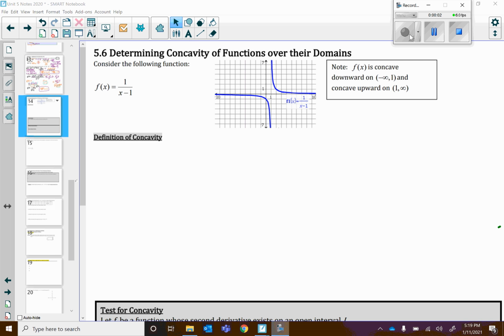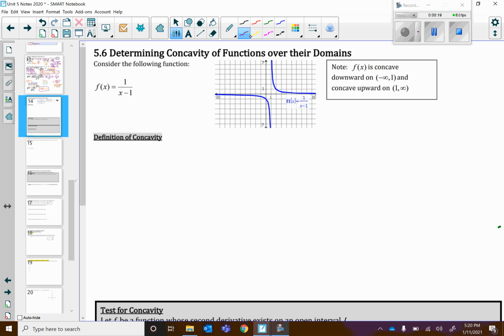We're going to take a couple notes on 5.6 and 5.7. We are going to look at the content and then we'll do the examples in class tomorrow. So the first thing I want you to look at is this function. F of x is equal to 1 over x minus 1.